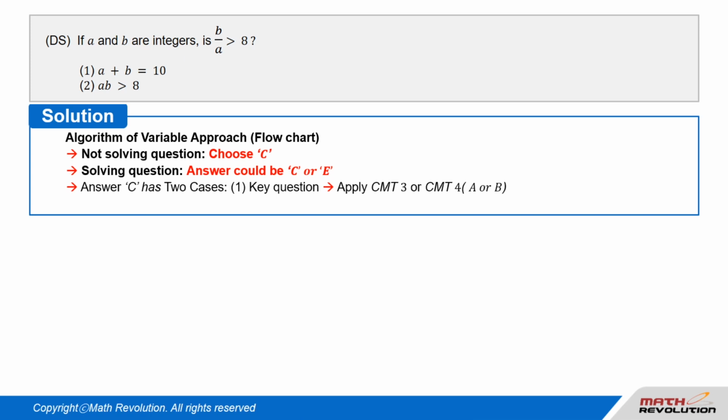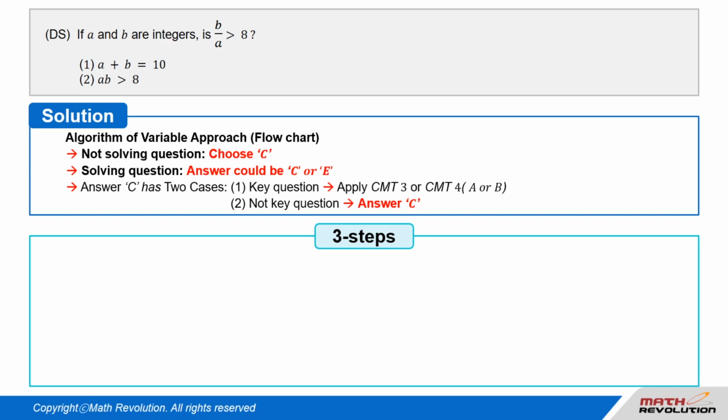The question could be a key question, a case which will require you to apply CMT 3 or CMT 4 A or B. Or it may not be a key question, for which the end answer will continue to be C. Let's apply the three steps suggested previously.